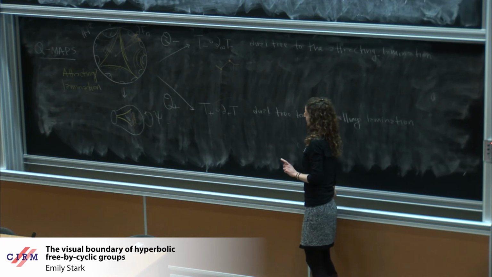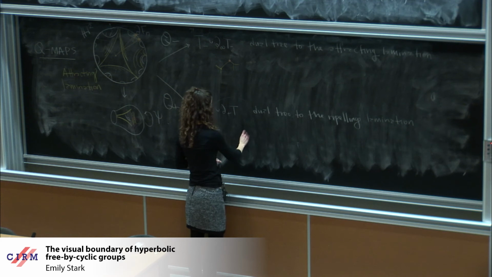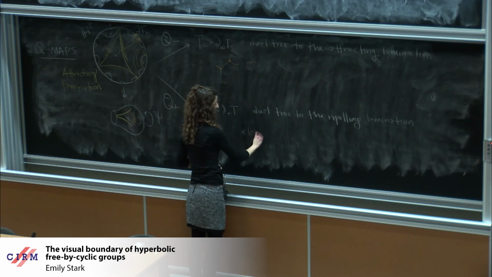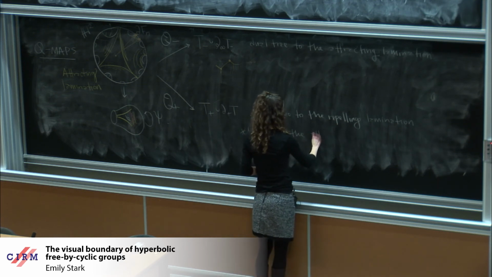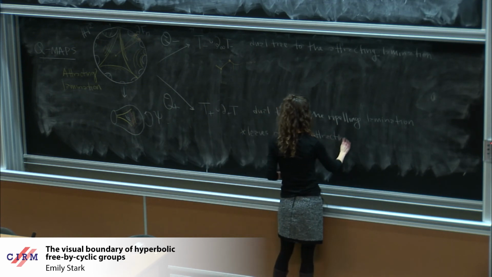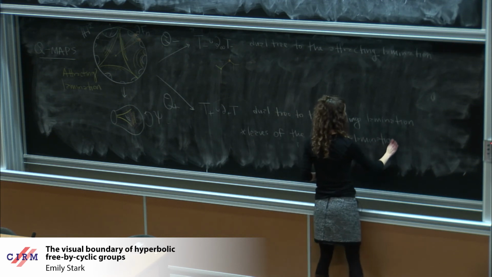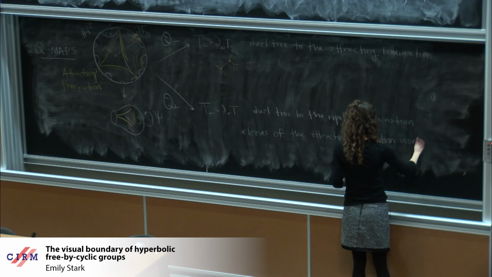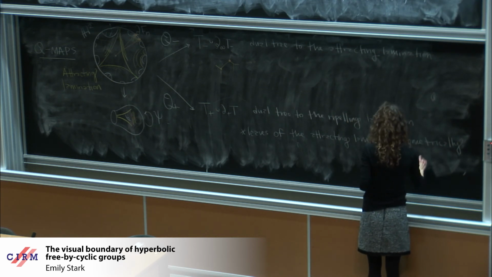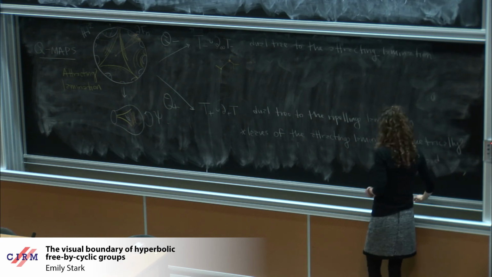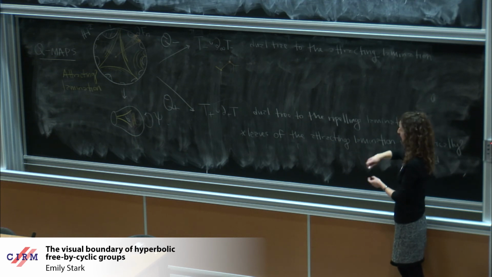And also important to us is that in the attracting tree, leaves of the attracting lamination isometrically embed. So while they're collapsed to a point in one tree, they embed in the other.